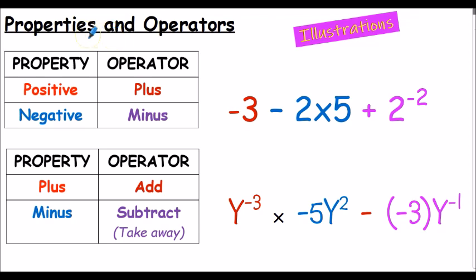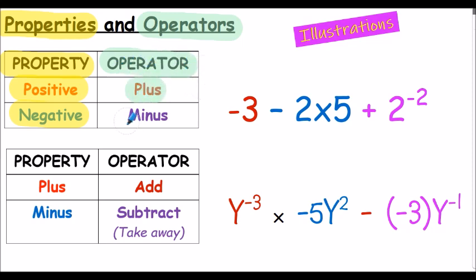Here's a brief recap of properties and operators, a topic area we reviewed in our previous presentation related to BODMAS. The property of a number or an algebraic symbol is usually stated as positive or negative. Within calculations, we have operators, such as typically a plus and a minus.